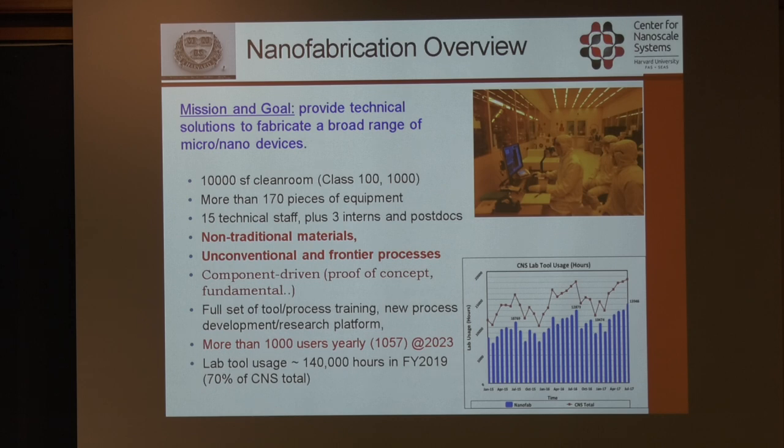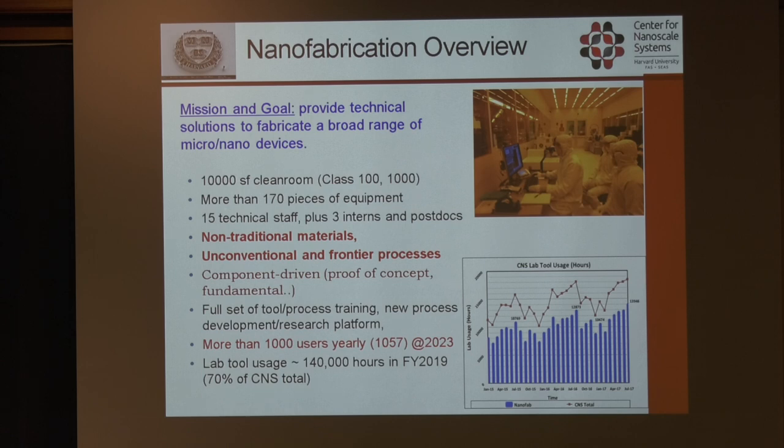And we also provide an unconventional and frontier process platform. Basically, we are component-driven on the research side. It's proof of concept and fundamental research. We are not pre-production; that is not our goal.